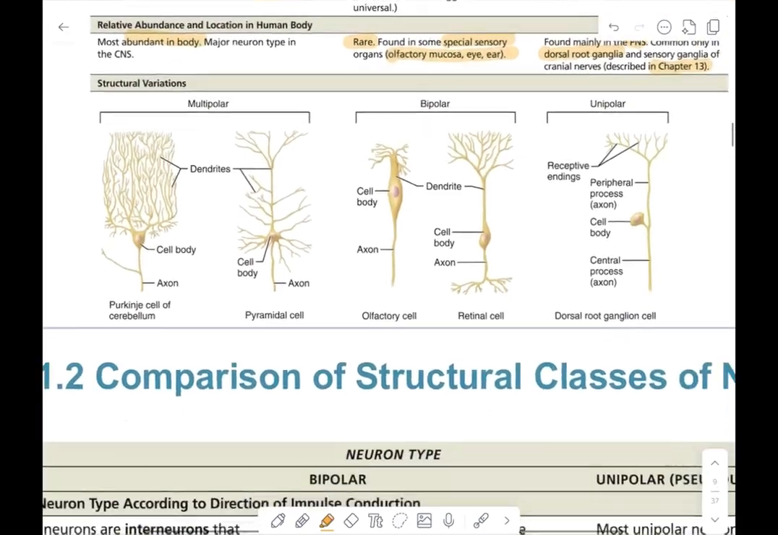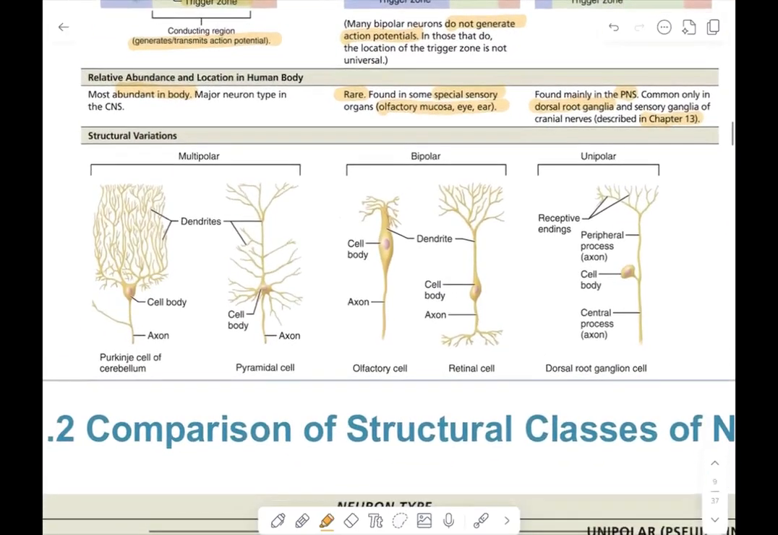When we look at the other characteristics of these, we can see the multipolar, the most common, is going to have many dendrites, one cell body, and one axon. And a place we could find it is in the cerebellum and what are called the pyramidal cells. You don't need to know those terms, but they're kind of found in the frontal lobe, and they extend to the body. We'll have a more specific name for that when we get to chapter 12.